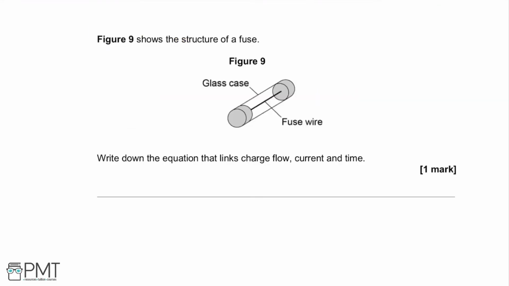Figure 9 shows the structure of a fuse. Write down the equation that links charge flow, current, and time. This is one of the equations that you'll have to remember for the exam. So the equation is that charge flow equals current multiplied by time. You may also see this as Q equals IT. And you would actually get the marks for just writing it in symbols, so Q equals IT for this question. But to be safe, I would always recommend writing out the full words because you don't always know whether they will give you the marks for just the letters.